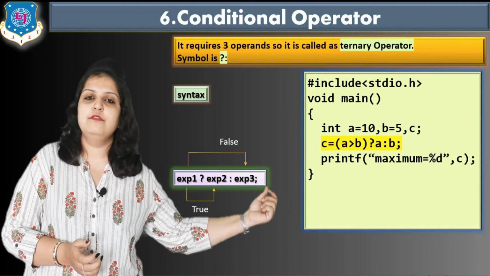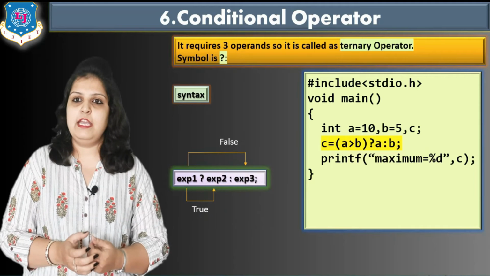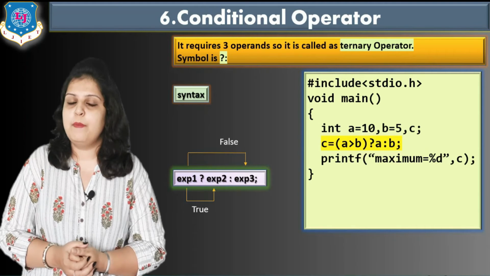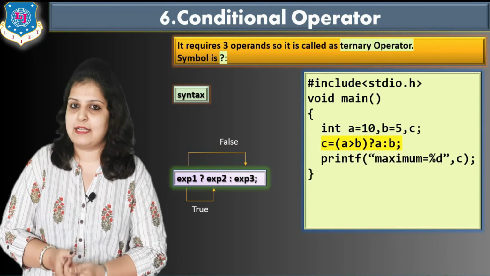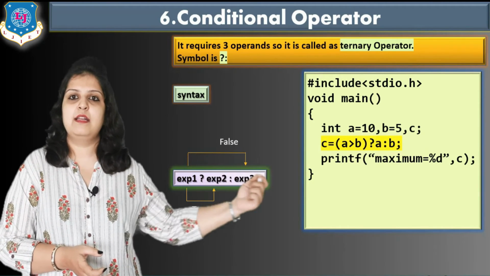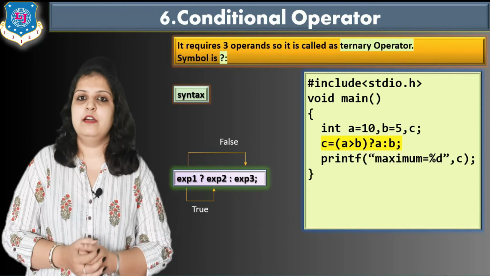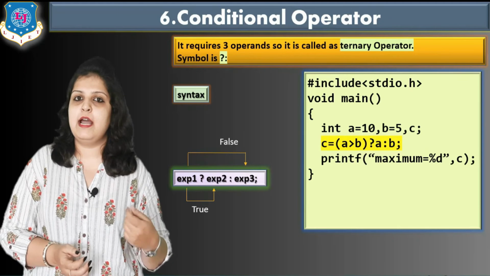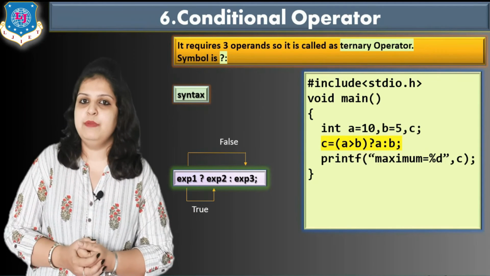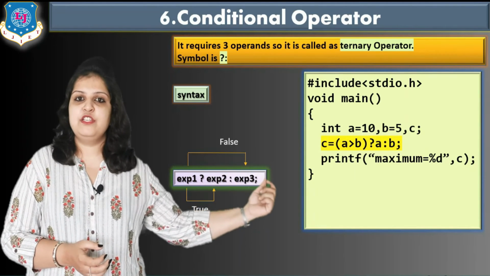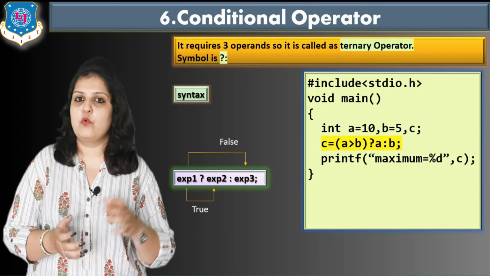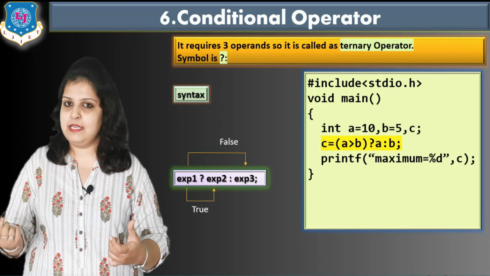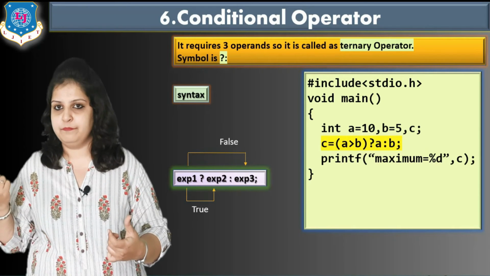Then after that we have to put a question mark. If our condition is true, then what is our true part? The true part is A is max. So after the question mark write A. Then after that we have to write the false part. So put a colon, and after that we write B. So the expression is like C is equal to first the condition, that is A greater than B, question mark, the true part is A and the false part is B.